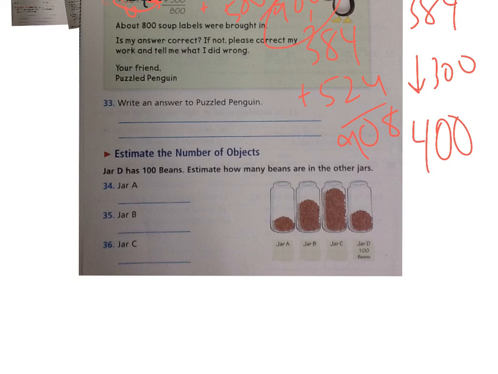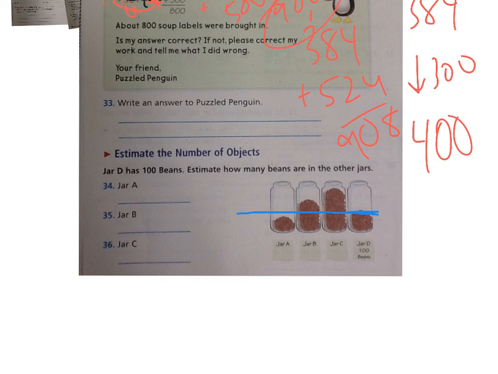And the last part, jar D has 100 beans. Estimate how many beans are in the other jars. Okay, so here's my advice for you. You're going to look at the height. So jar D has 100 there. So I would draw a similar line all the way through, and then estimate. And there's no right or wrong answer. Just kind of get a good idea of what you think it might be, and fill them in.